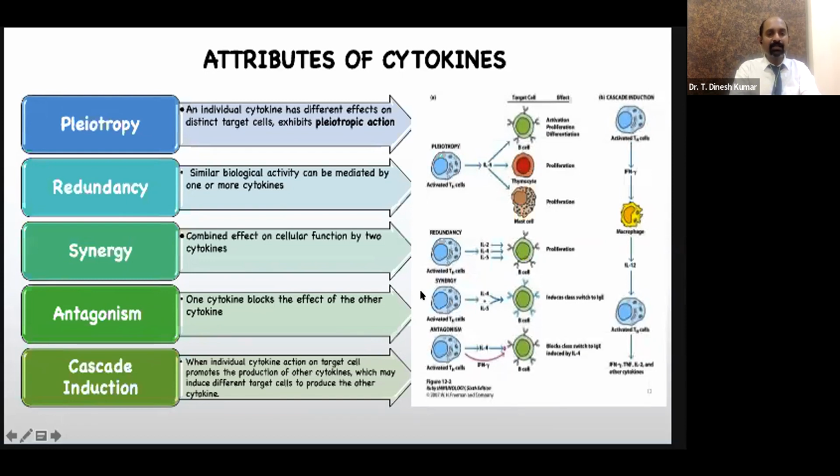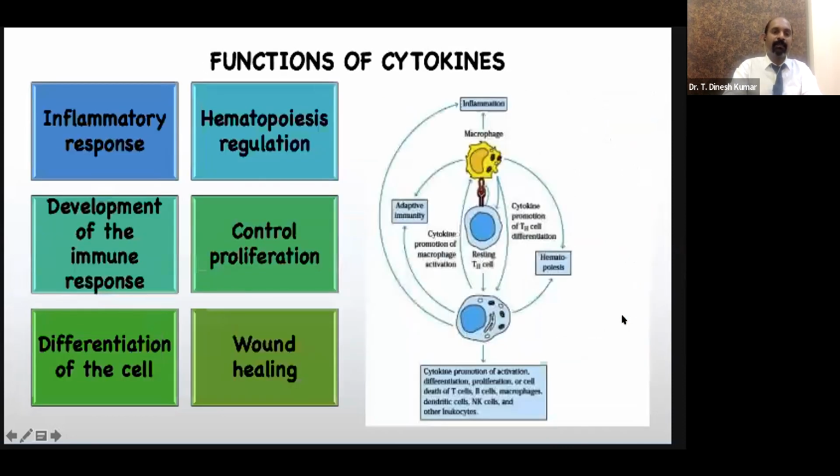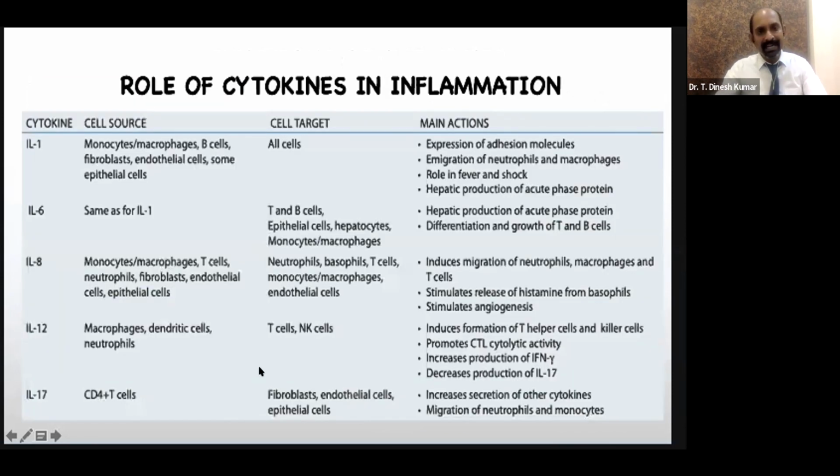And cascade induction is one cytokine causing activation of another cytokine and so on and so forth, to enter into a cycle. And finally, coming on to the functions, in a nutshell, the functions of cytokines are basically an inflammatory response, hematopoietic regulation, development of the immune system, control of the proliferation of cells, differentiation of the cells, and wound healing.